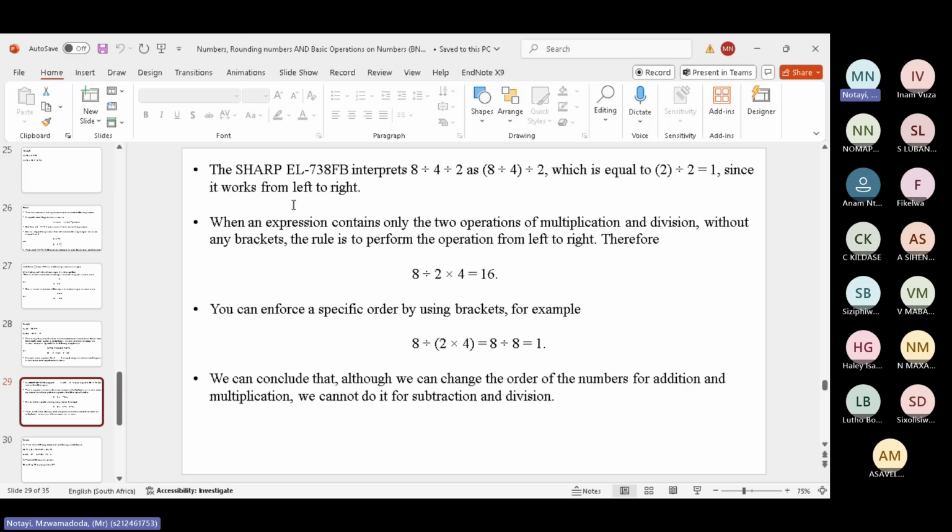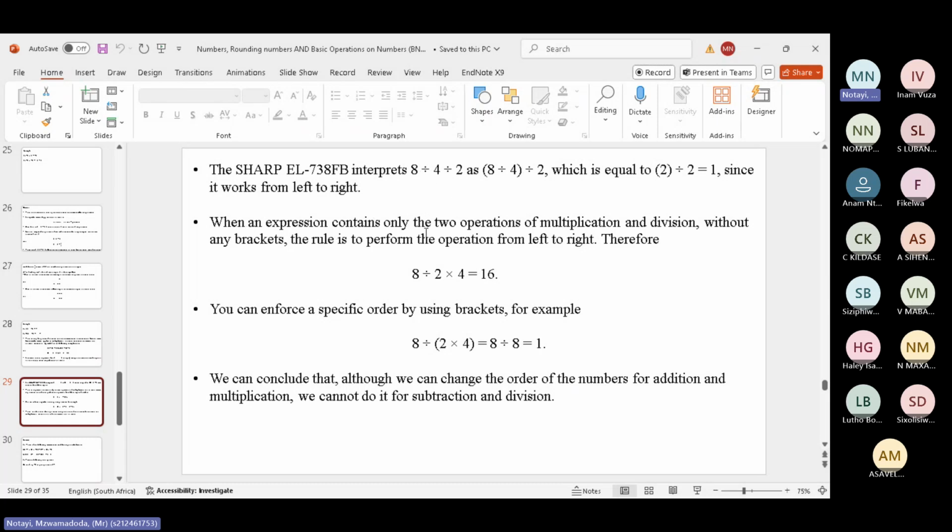Your calculator, which is a Sharp EL-738FB, interprets 8 divided by 4 divided by 2 as 8 divided by 4, divided by 2, which is equal to 2 divided by 2, which is equal to 1, since it works from left to right. So which is the correct order? We have a division and a division, so we'll operate from left to right.